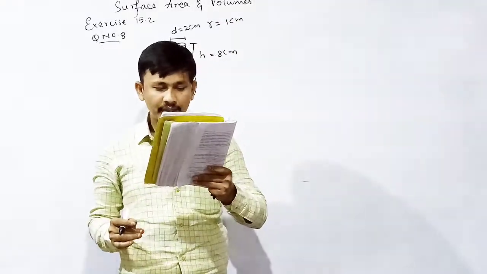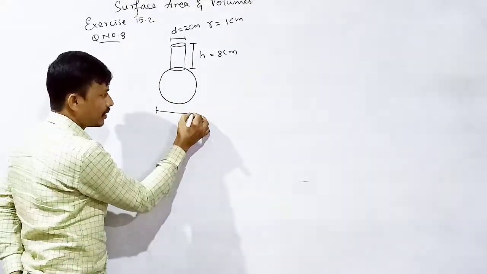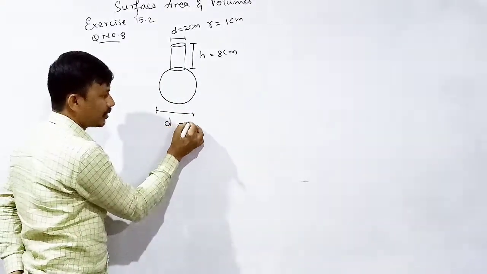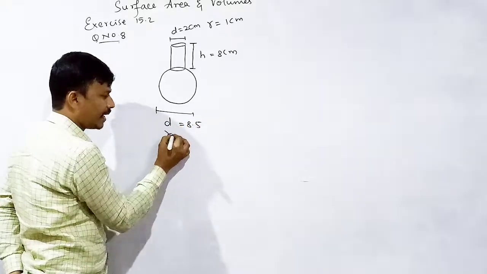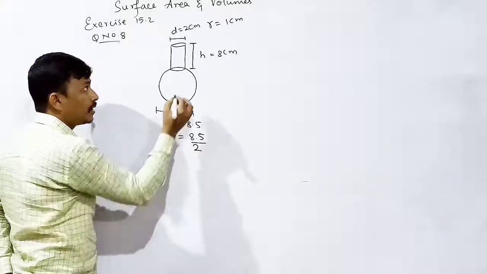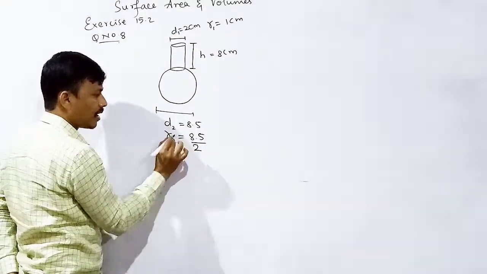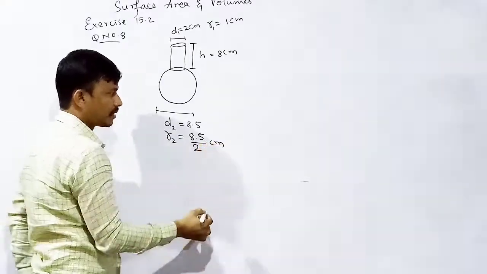The diameter of the spherical part is 8.5 centimeter. What is the diameter? 8.5. Diameter is equal to 8.5 centimeter. What is the radius? 8.5 divided by 2. Consider this one as D1 R1, D2 R2 centimeter.